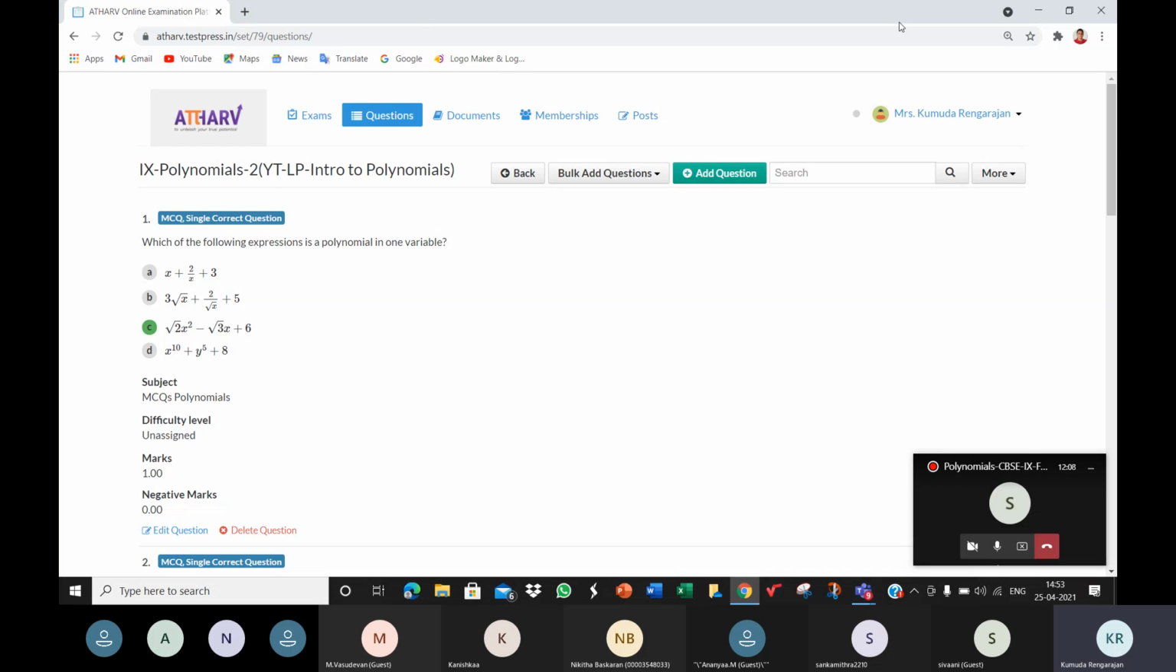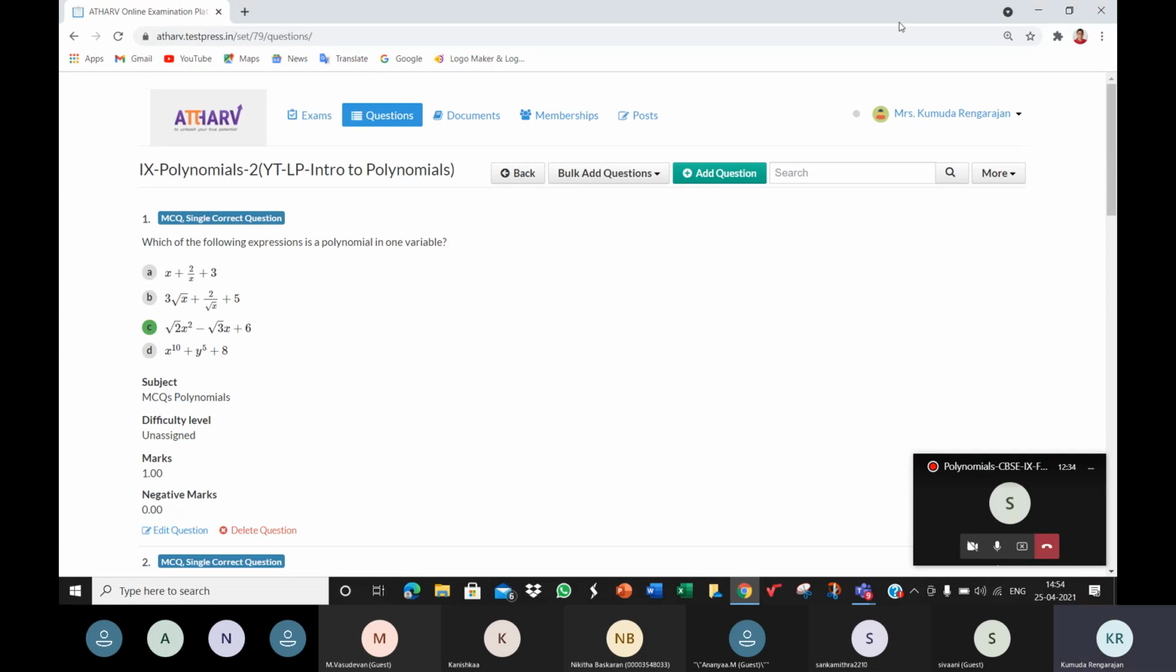What about the third one? In the third one, the first term is root 2 x squared. Root 2 is a constant. Ignore that. The variable is x. Its power is 2, and it's a whole number. So the first term is fine. Look at the second term, minus root 3x. The variable is x, and the power is 1. 1 is a whole number.